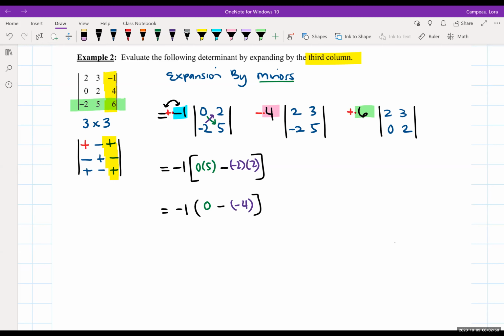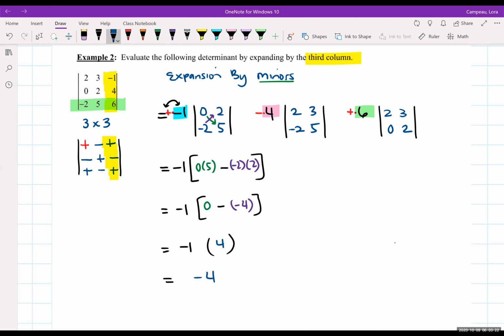I probably should use brackets for hierarchy. I like to color code so I don't get too confused. So if you want to simplify using a little bit of order of operations, you can have 0 minus a -4, which is actually a +4. And then if you're happy at this point, you can multiply. -1 times +4 is -4.